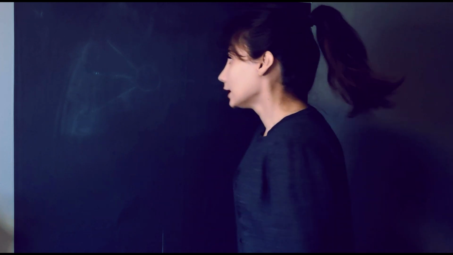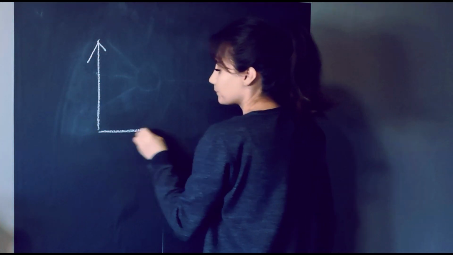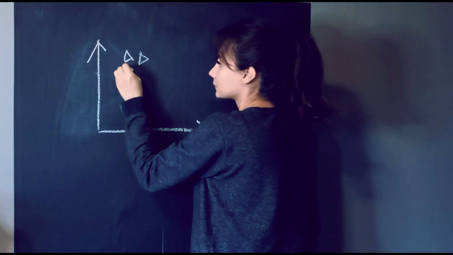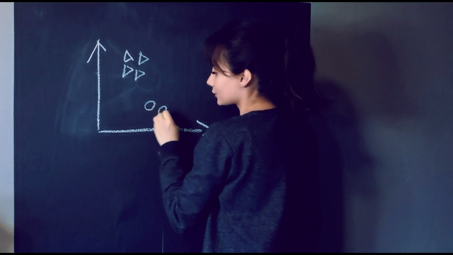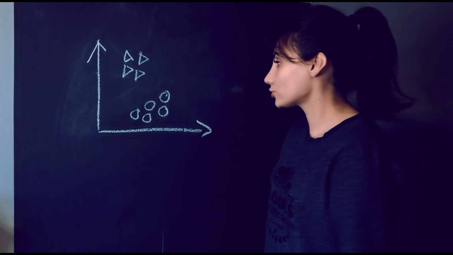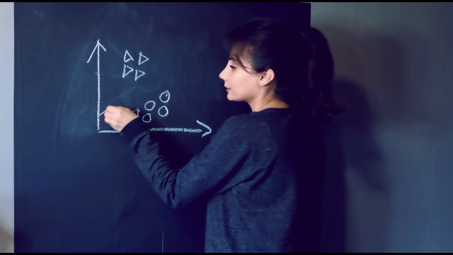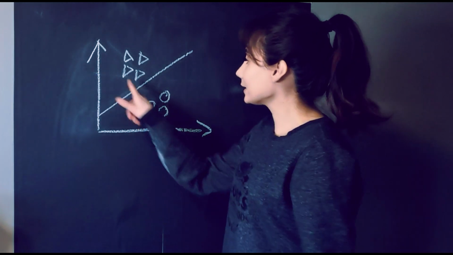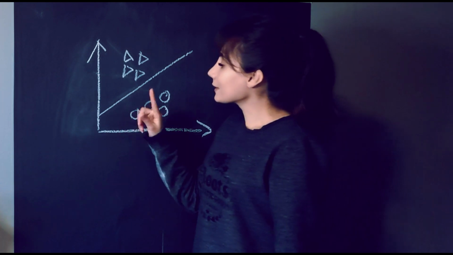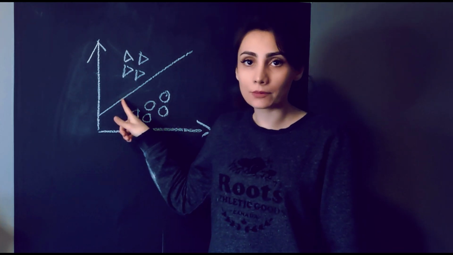In simple words, perceptron comes up with a line that separates your data. Okay, so for example, I have a few triangles up here, and then I have a few circles down here. Okay. And I'm going to say I want to separate these two from each other. So I can come up with a line, this line. And this line is going to separate triangles from circles. Okay? So this line, perceptron can come up with this line.